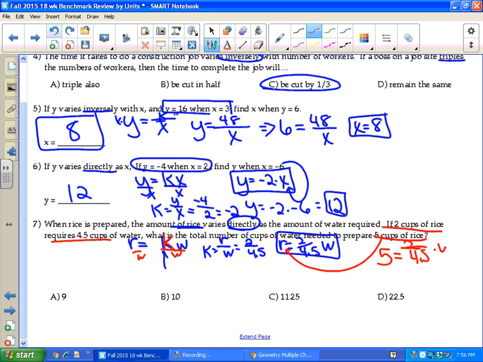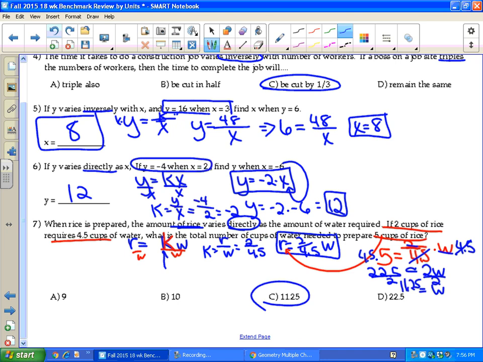So 4.5 and W. The first thing I need to do is get rid of 4.5. I'm going to multiply both sides times 4.5. Multiply 4.5 times 5, you get 22.5. But you still have the 2 with the W, so it equals 2W. Now divide by 2 on both sides. W is equal to 11.25, which is answer choice C.